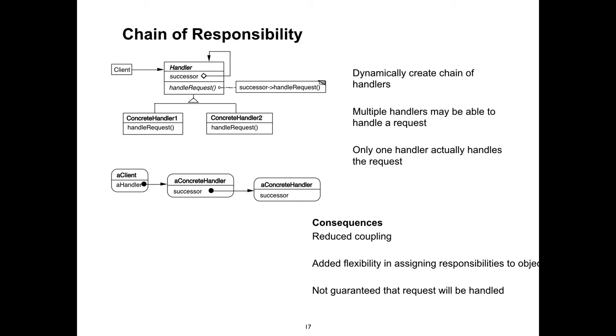Now, one difference is that, in general, in the chain of responsibility, one of the handlers will deal with it. So it's like, okay, it's not my job to handle this request, I pass it on. Not my job, pass it on. Yeah, that's me, I'll deal with it, and then I'll return the answer. So in general, only one handler runs the request.